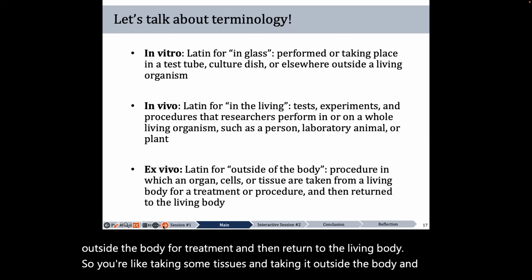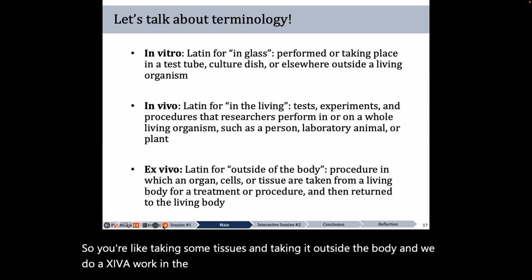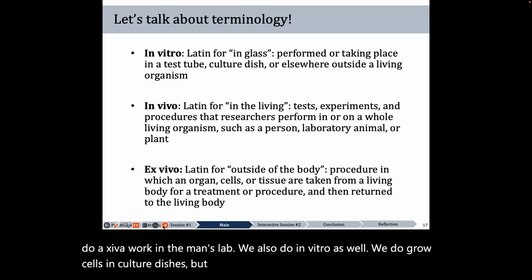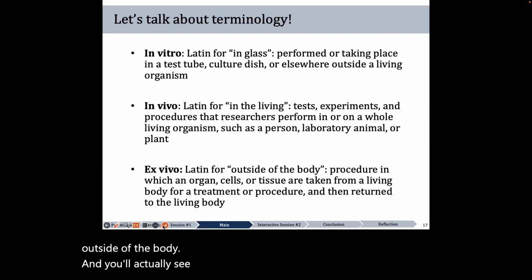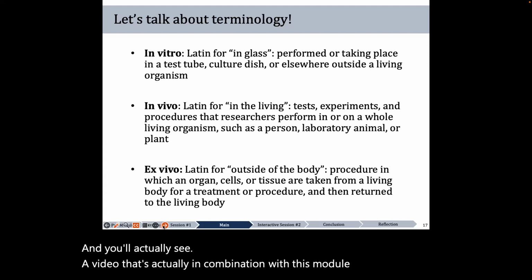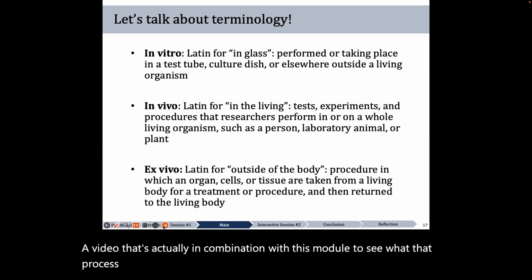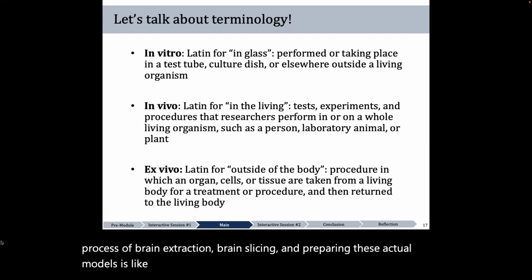And we do ex vivo work in the NANS lab. We also do in vitro as well. We do grow cells in culture dishes, but we do a lot of our work in ex vivo work. So we're extracting the brain, and we're culturing the brain outside of the body. And you'll actually see a video in combination with this module showing what that process of brain extraction, brain slicing, and preparing these ex vivo models is like. So I encourage you to watch that. It's really cool experimental work.